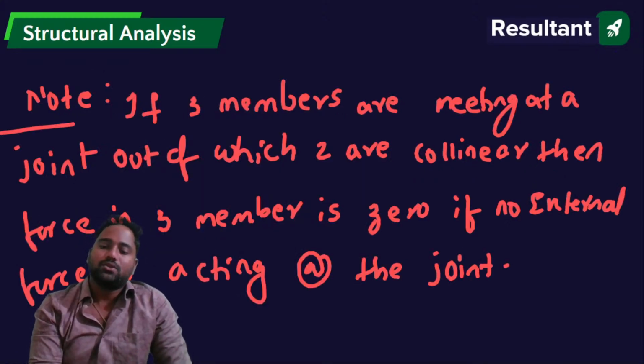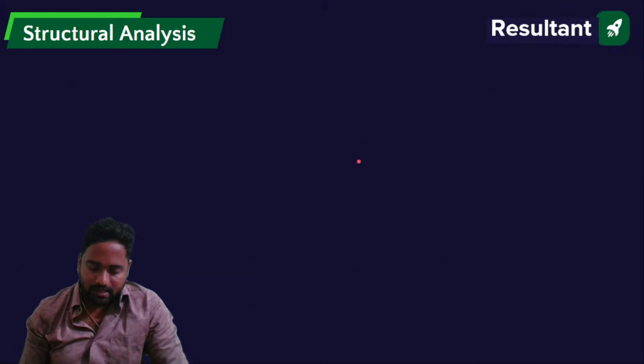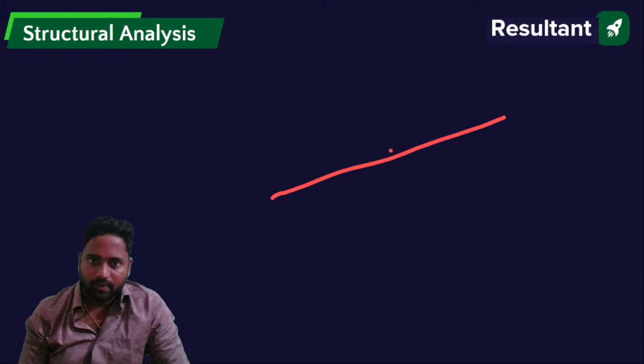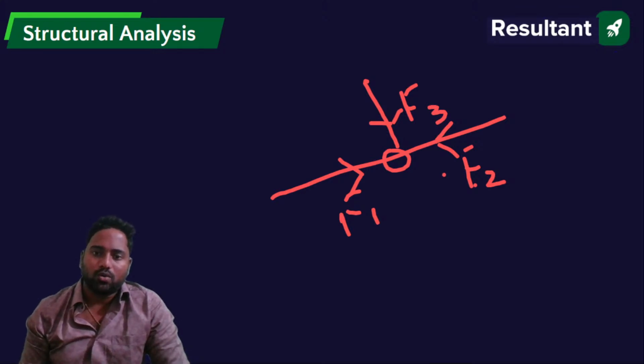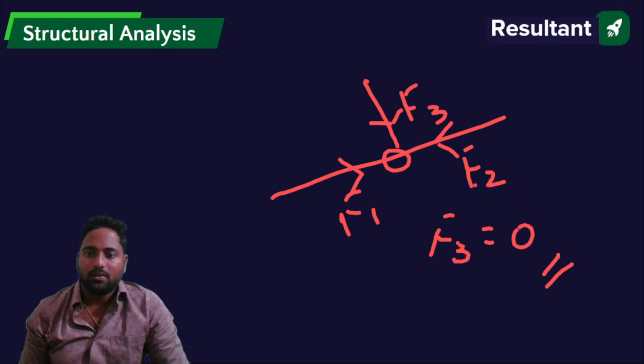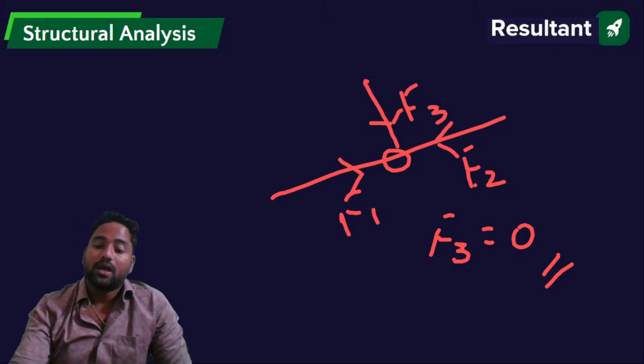Similarly, collinear means not only like this, it can be like this also. If I take this as a joint, and I take these as F1, F2, and this is F3, three members are meeting at a joint, out of which two are collinear. F1 and F2 are collinear. Then force in the third member would be equal to 0. So this is how it works.